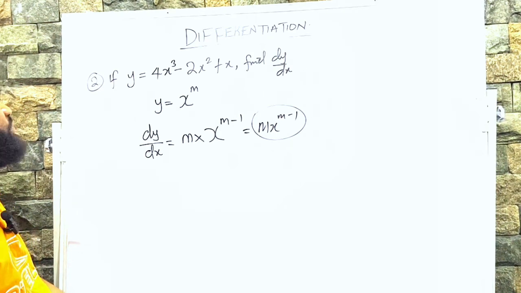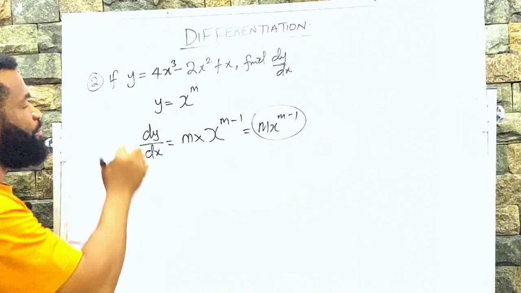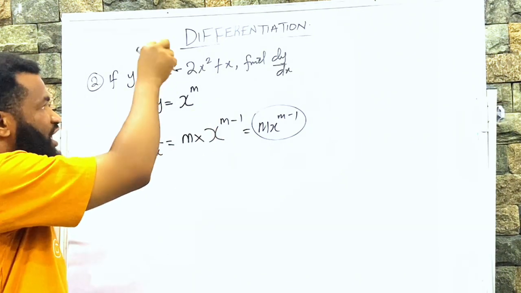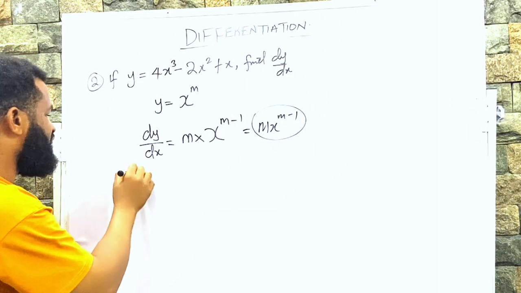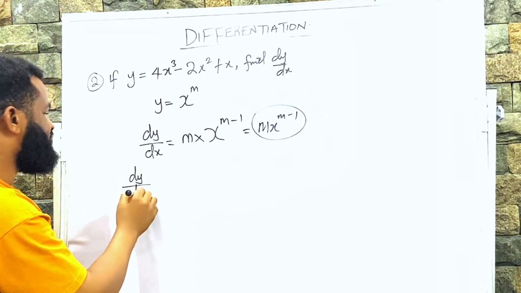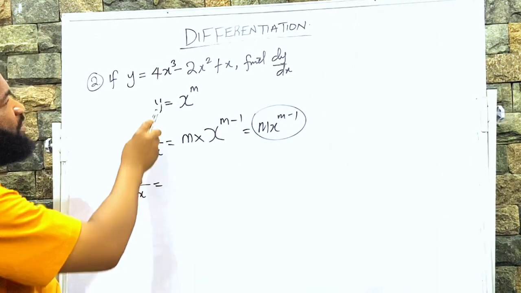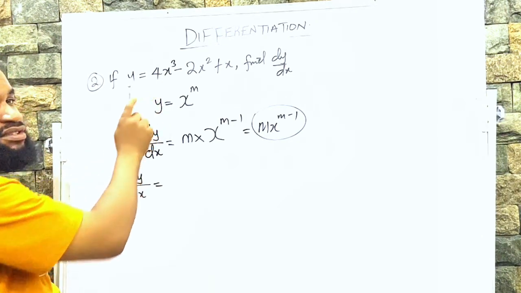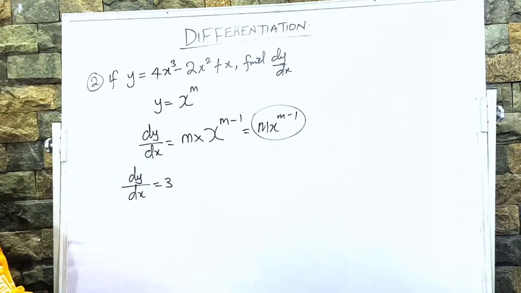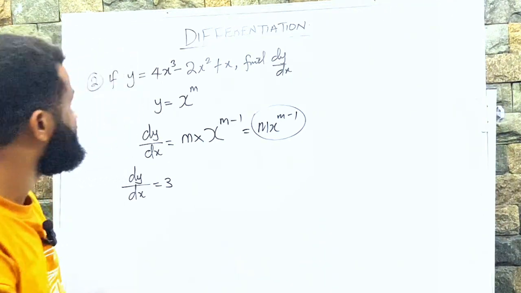All right, let's go. See what I will do. I'm going to do this to each and every one of these functions. So I'm going to say that dy/dx is going to be equal to, my target is the power of x. What is the power of x in the first? 3. Is it okay now? All right, so my target is 3.